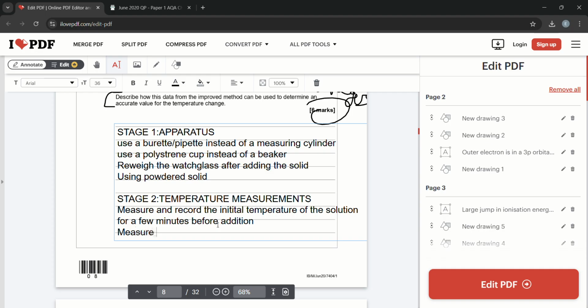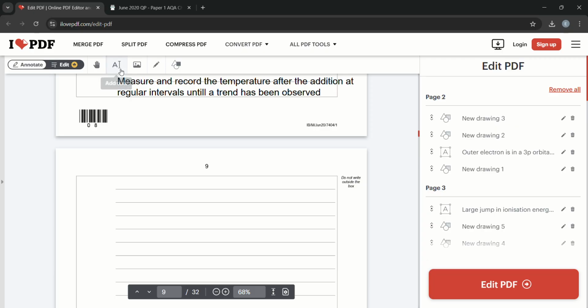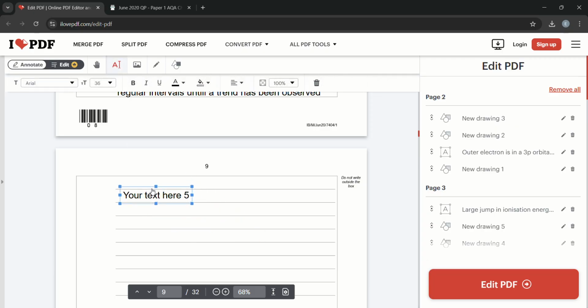We also want to measure and record the temperature after the addition at regular intervals. How long? 8+ minutes, 10+ minutes, but I would like to say until a trend has been observed. That's the key point, right? You want to see a trend in the temperature measurements. So until a trend has been observed, and then stage 3.